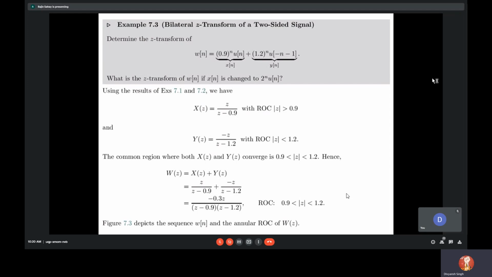We had earlier derived individually for causal and for anti-causal signals. Now we are looking at the linear sum of both causal and anti-causal sequences. Now what happens if I change x of n from 0.9 to the power n to 2 to the power n u of n? If I do that, then the region of convergence of x of z will be mod z greater than 2. And the ROC of y of z is mod z less than 1.2. So there is no intersection.